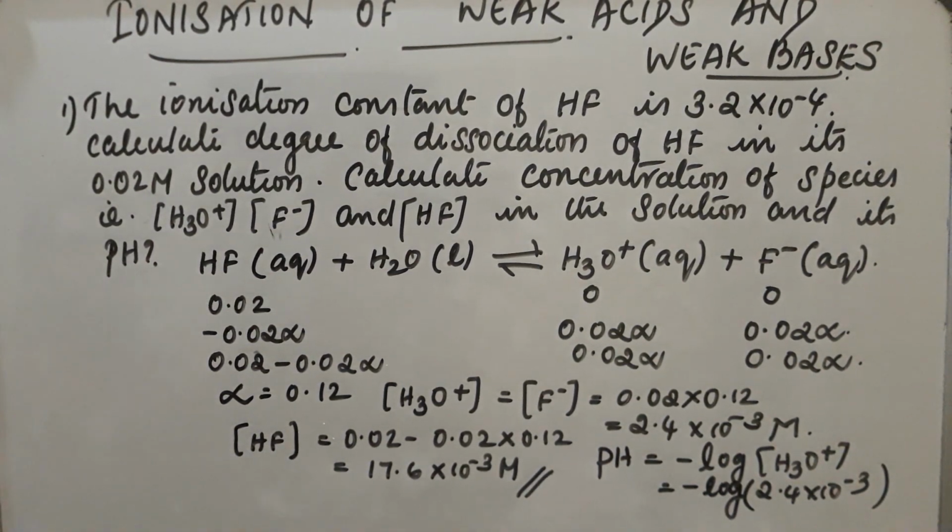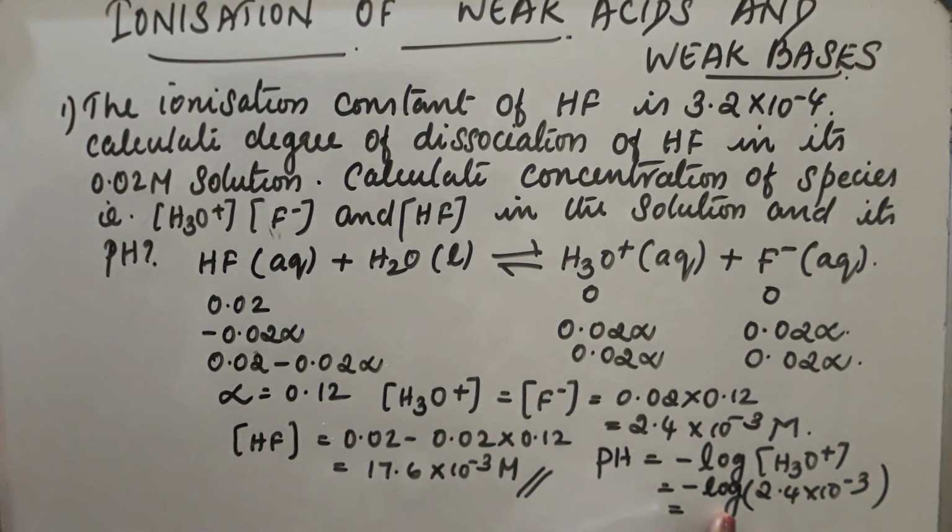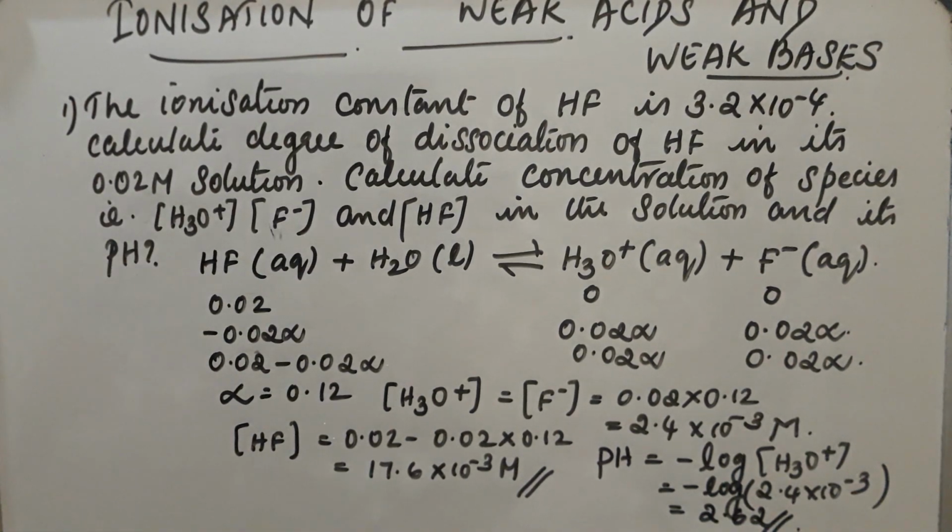Here, the last answer is equal to minus of log 2.4 plus 3 log 10. At last, we will get the value 2.62. Okay. So, we got the pH. Like this, we can calculate the value of pH using Ka and alpha.